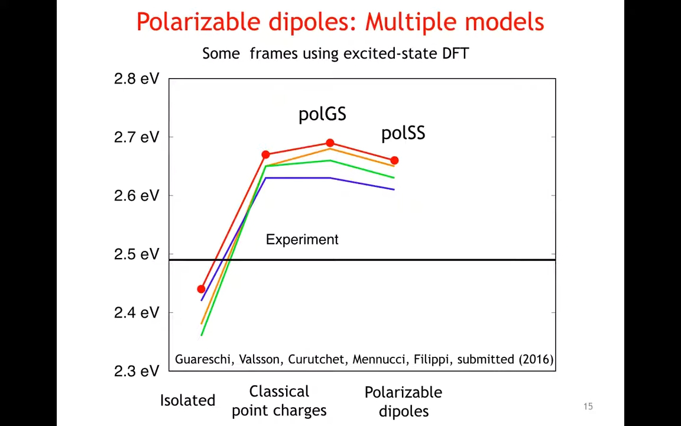In this plot, I am showing three different trajectories extracted from QM/MM molecular dynamics, and I'm also showing a crystal structure. So what we see here is that PolSS brings a very small correction, and these numbers are all computed using time-dependent DFT and the CAM-B3LYP functional.